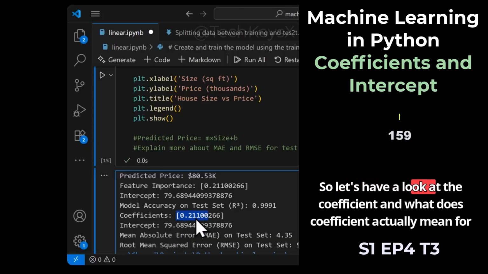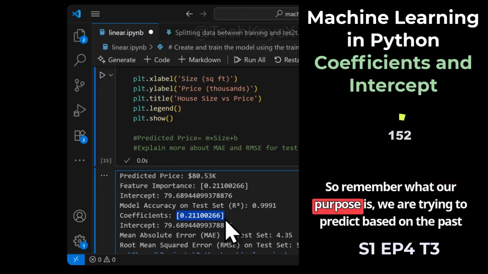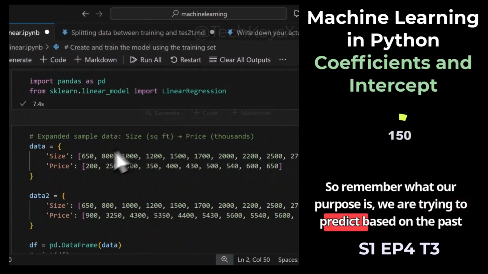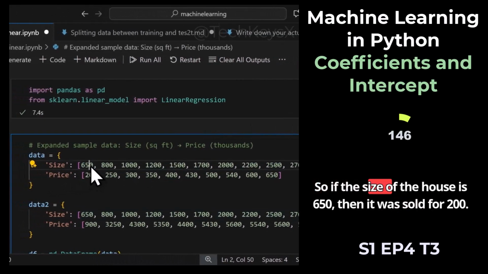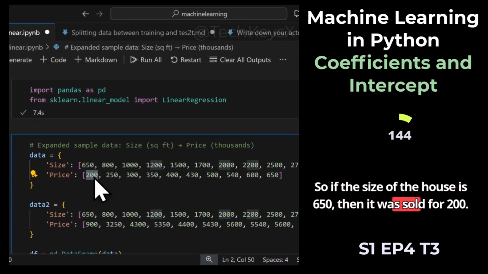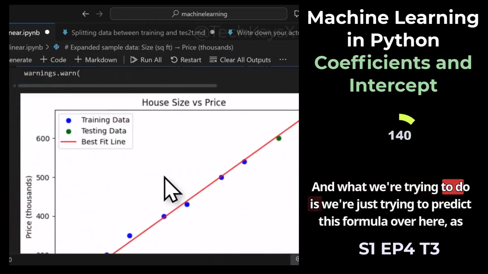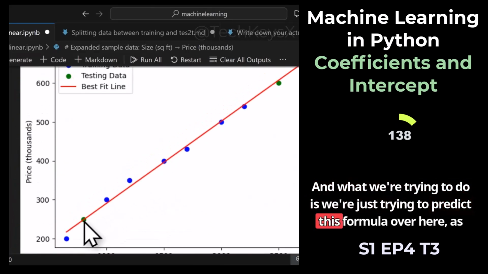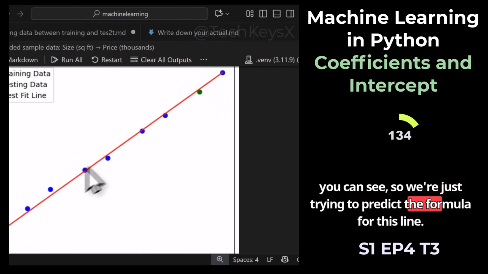So let's have a look at the coefficient. And what does coefficient actually mean for linear regression? So remember what our purpose is. We are trying to predict house prices based on the past house prices and the size of the house. So if the size of the house is 650, then it was sold for 200. So these are the actual past prices. And what we're trying to do is predict the formula for this line, as you can see.